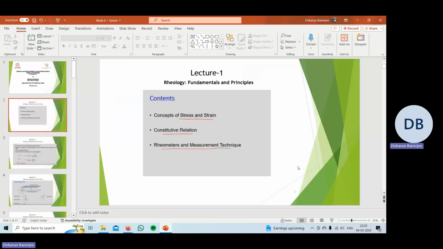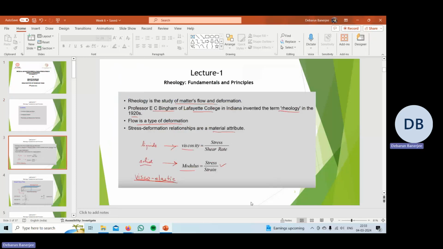So, in this week, the fundamentals of rheology and some basic principles of rheology were covered as per the content: concepts of stress and strain, constitutive relation, rheometers and measurement techniques, etc.